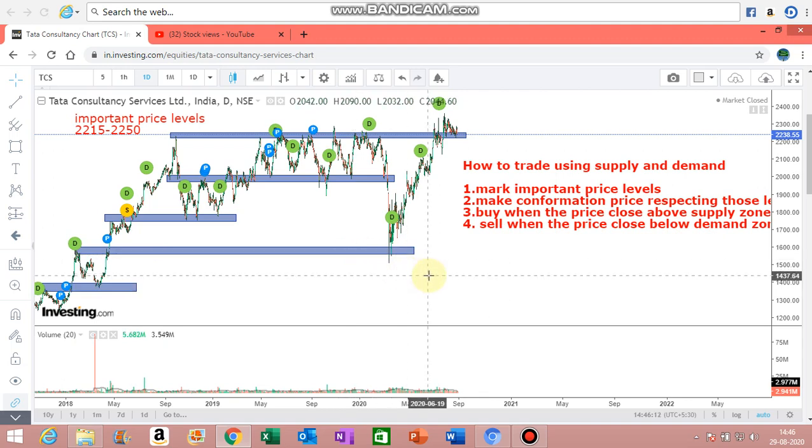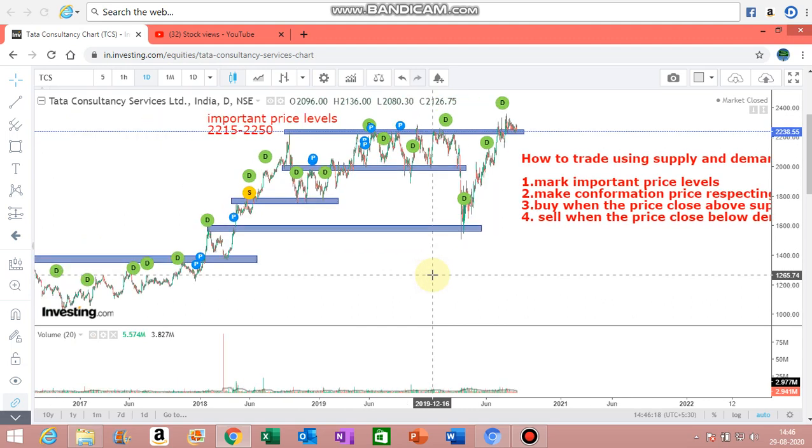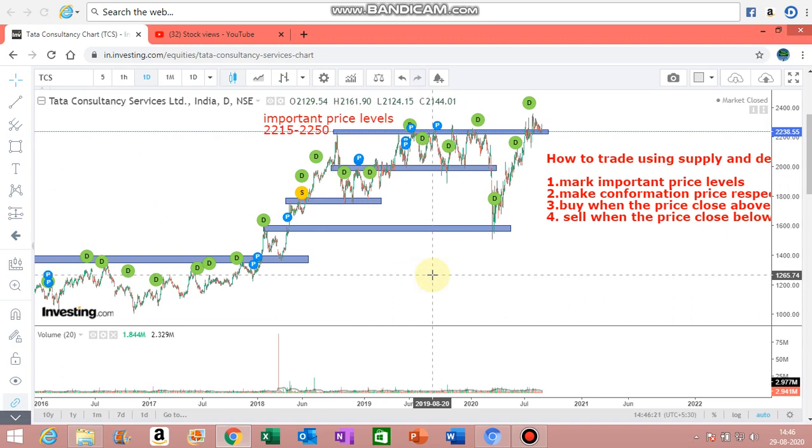I'm not recommending this particular stock to buy or sell. I'm just giving an example of how to take a trade using those 4 points I have explained previously. So firstly, mark important price levels.